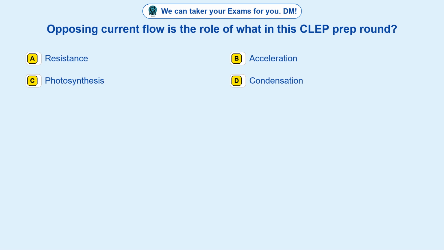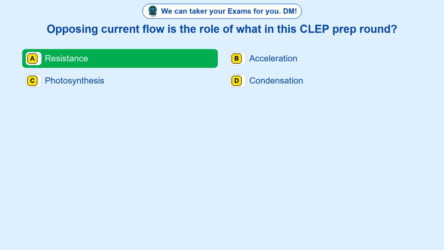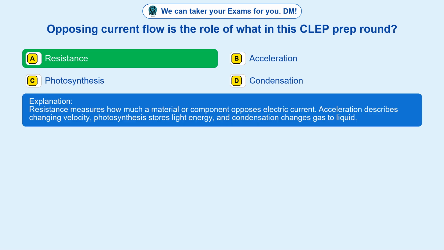Question 71. Opposing current flow is the role of what in the CLEP prep round? Option A, resistance. Option B, acceleration. Option C, photosynthesis. Option D, condensation. The correct answer is option A, resistance. Resistance measures how much a material or component opposes electric current. Acceleration describes changing velocity, photosynthesis stores light energy, and condensation changes gas to liquid.